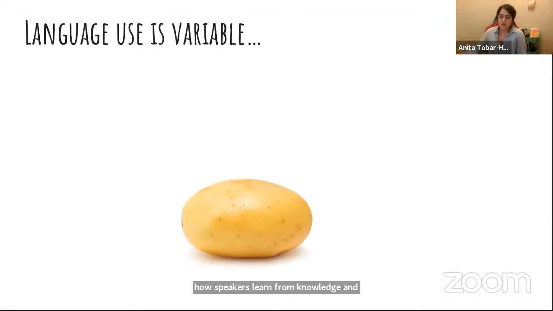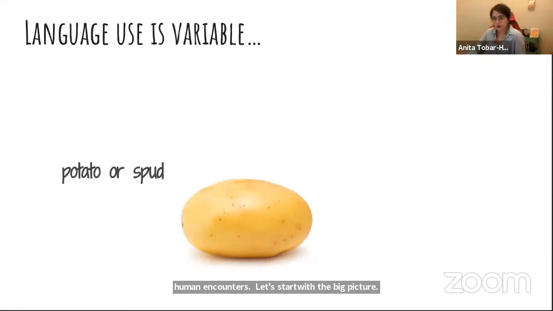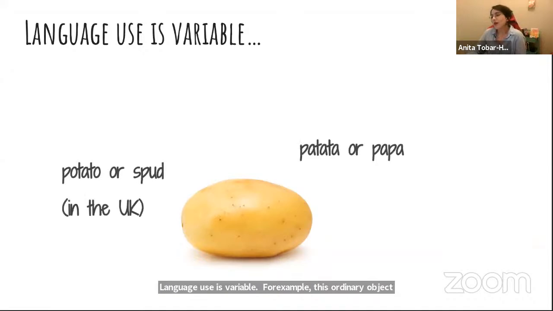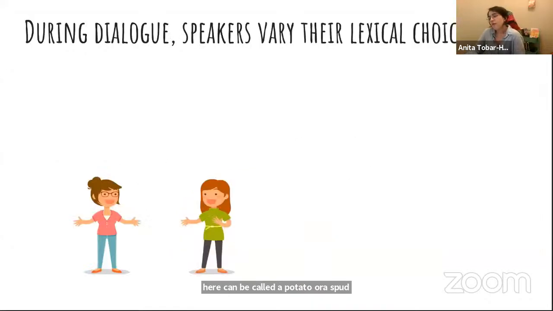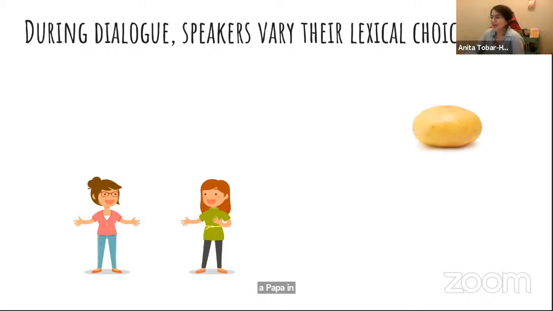For example, this ordinary object here can be called a potato or spud in the UK, and a patata or papa in Spain. And during dialogue, speakers can also vary their lexical choices. So for example, if you have two Spanish speakers talking about potatoes, they will have to choose between using patata or papa. But how do they make this choice?